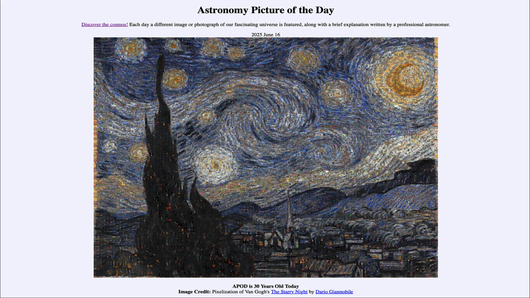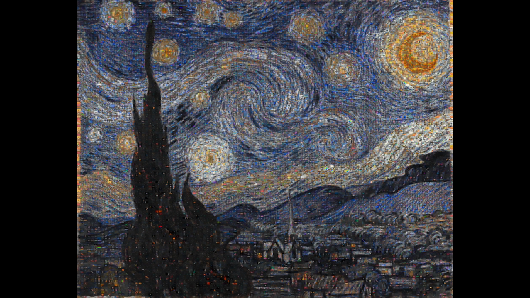Today's picture for June 16th of 2025 is titled APOD is 30 years old today. So what do we see here? Well, here we see not one image for our APOD, but actually thousands of them. And in fact, this image contains over 1,800 individual images that have been put together, and in fact they're used multiple times, and these are images that have been part of the APOD website within the last 5 years.